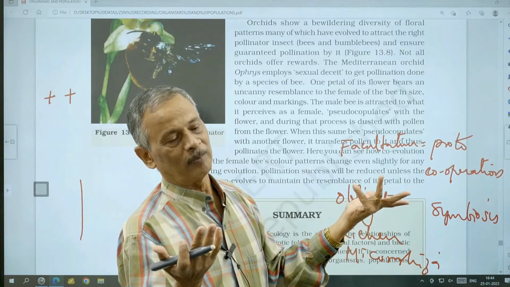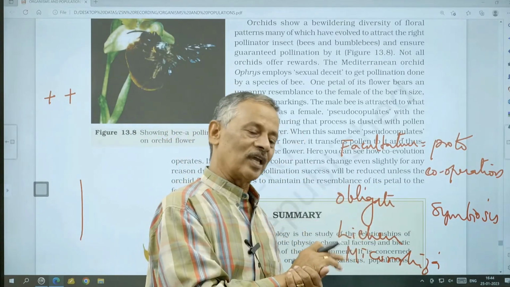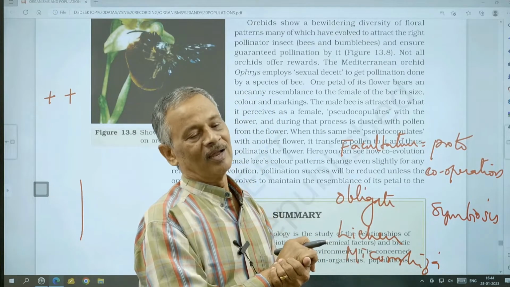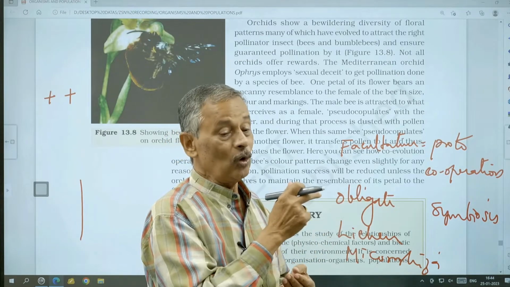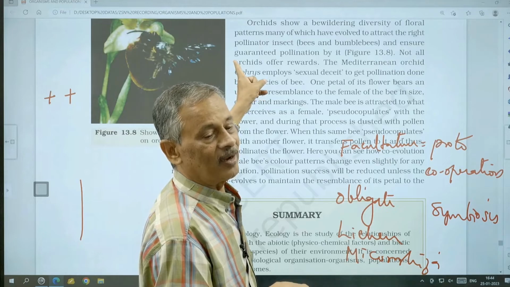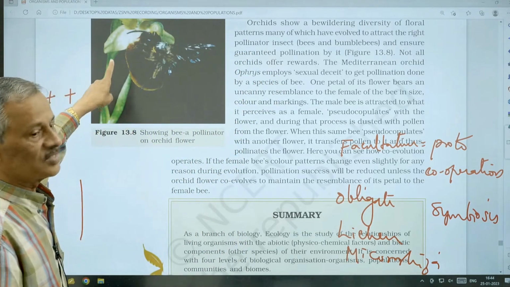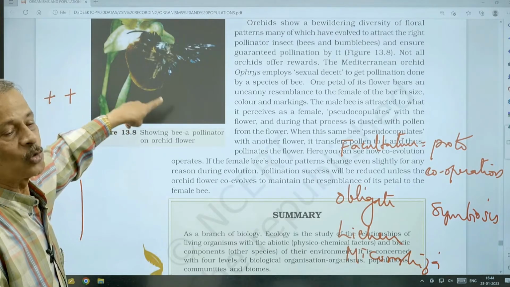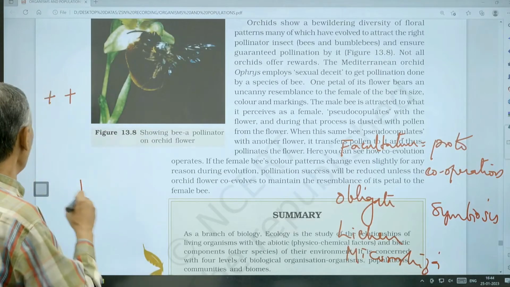But that poor male is not getting any actual benefit. Flower is getting the benefit. So, without giving a proper fee, it is getting a benefit. Classical example where it is deceiving sexually. So, this is called a classical example for sexual deceit.